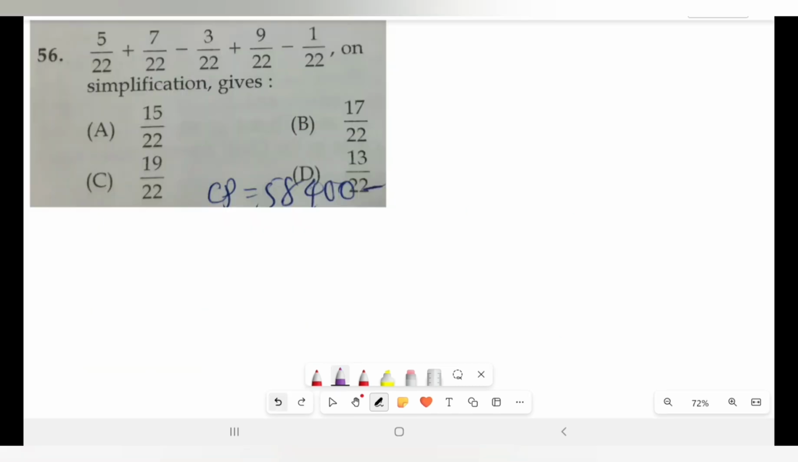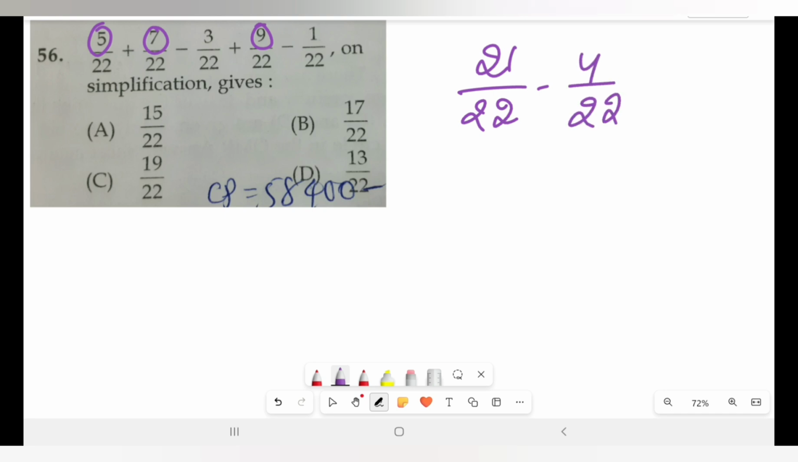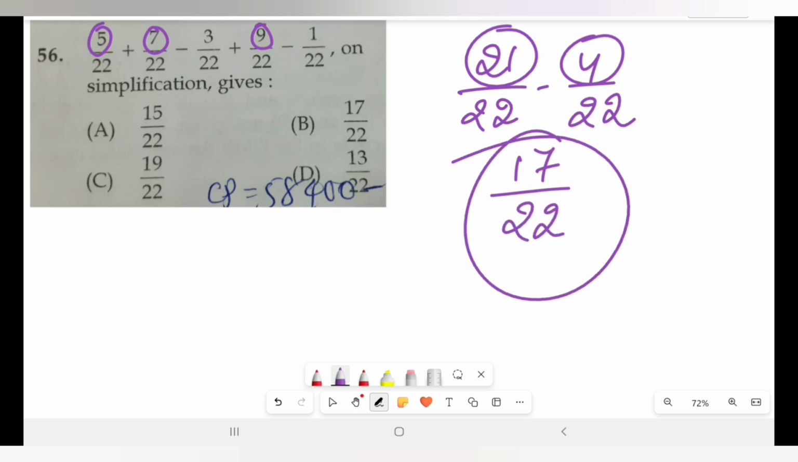Here in this question, simplification. All are fractions, so you just have to add the addition parts, and after that subtract the minus parts. The plus parts are 5 plus 7, which is 12, and 12 plus 9 is 21. So 21 by 22 minus, the minus parts are 3 and 1, so minus 4 divided by 22. So 21 minus 4 is 17 divided by 22. This is the answer.